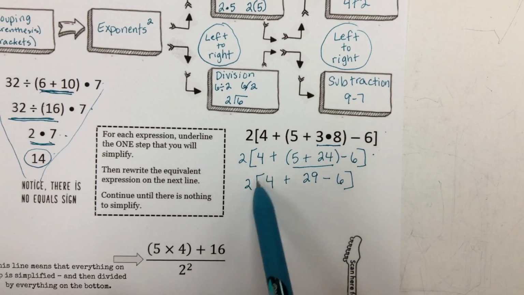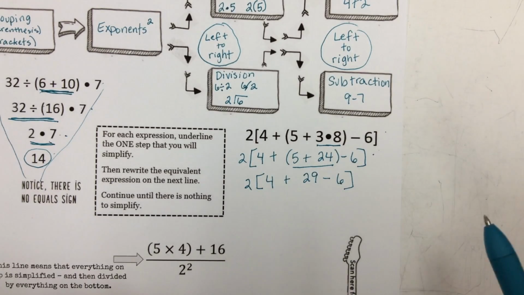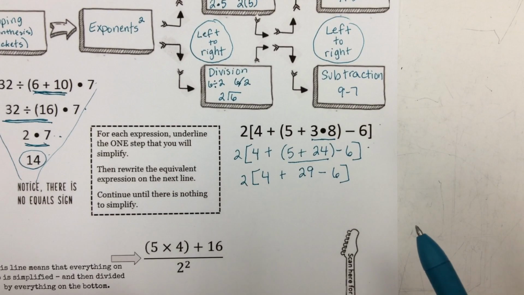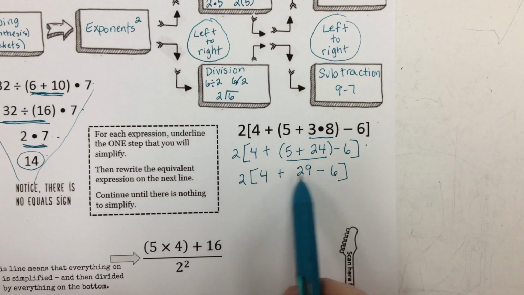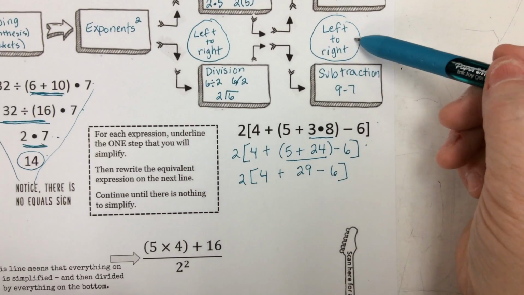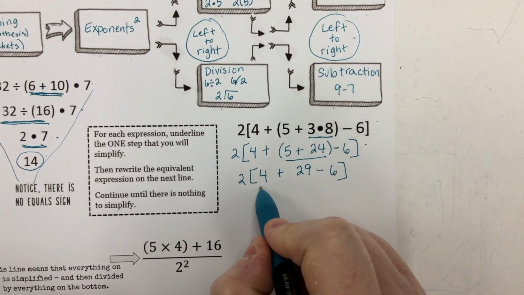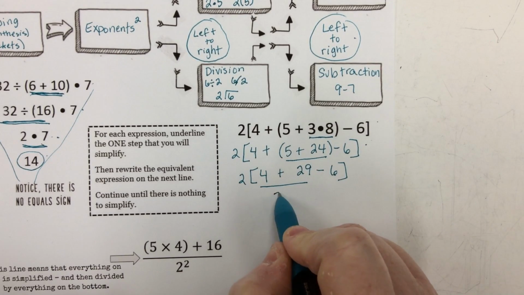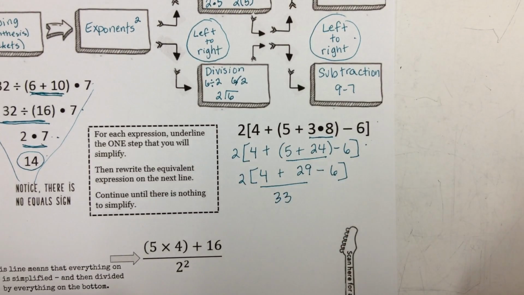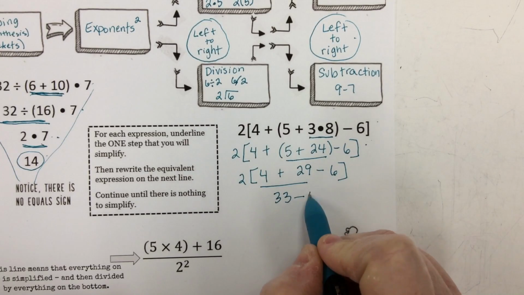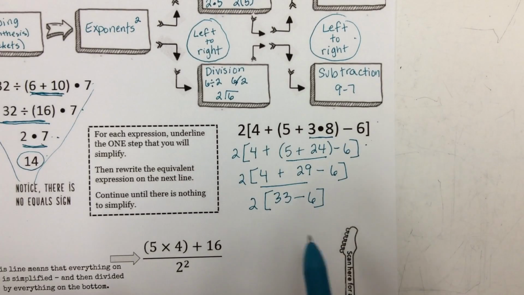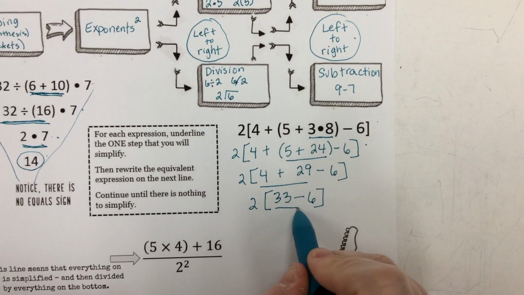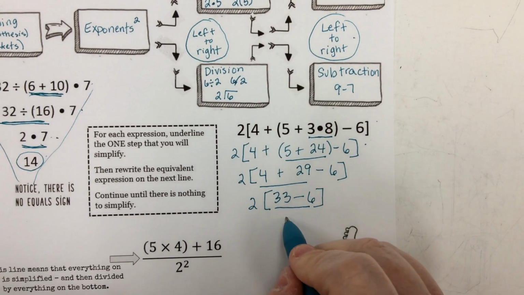So my brackets, I still have to do grouping again. But inside the grouping, I have to follow my order of operations. So I have to do all of this in here. Now, all I have is adding and subtracting. So my rule says I go left to right. 4 plus 29 is 33. Minus 6, I bring that down and multiply it by 2. So now I have one more thing inside my grouping left. 33 minus 6, that's going to be 27.